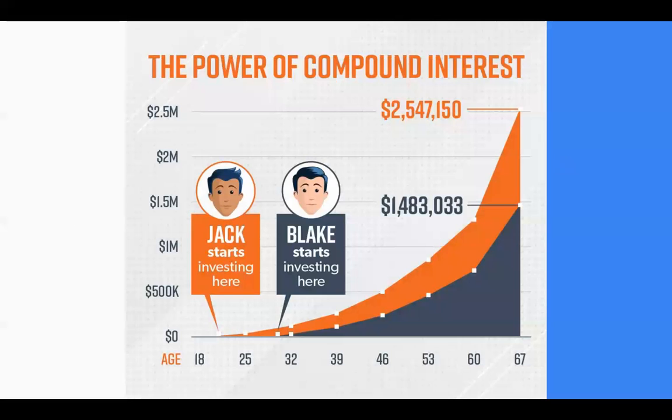Now, here's a little bit about the power of compounding interest. So these two guys are putting the same amount of money in, but one starts when they're probably 21 and the other starts when they're about 30. Now, by the time they're 67, Jack, the guy in the orange, has 2.55 million, while Blake, who started investing probably 10 years later, only has 1.48. So that 10 years led to a little bit over $1 million difference in their investment. So it's important to start early and be patient.